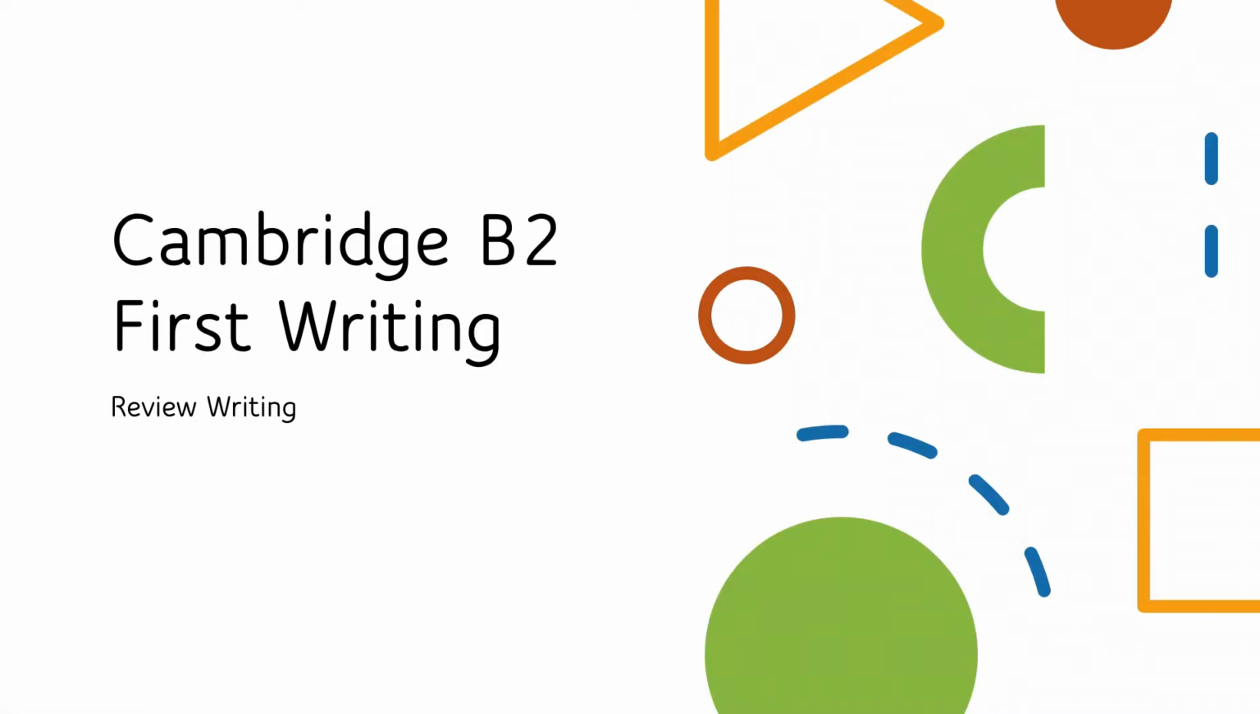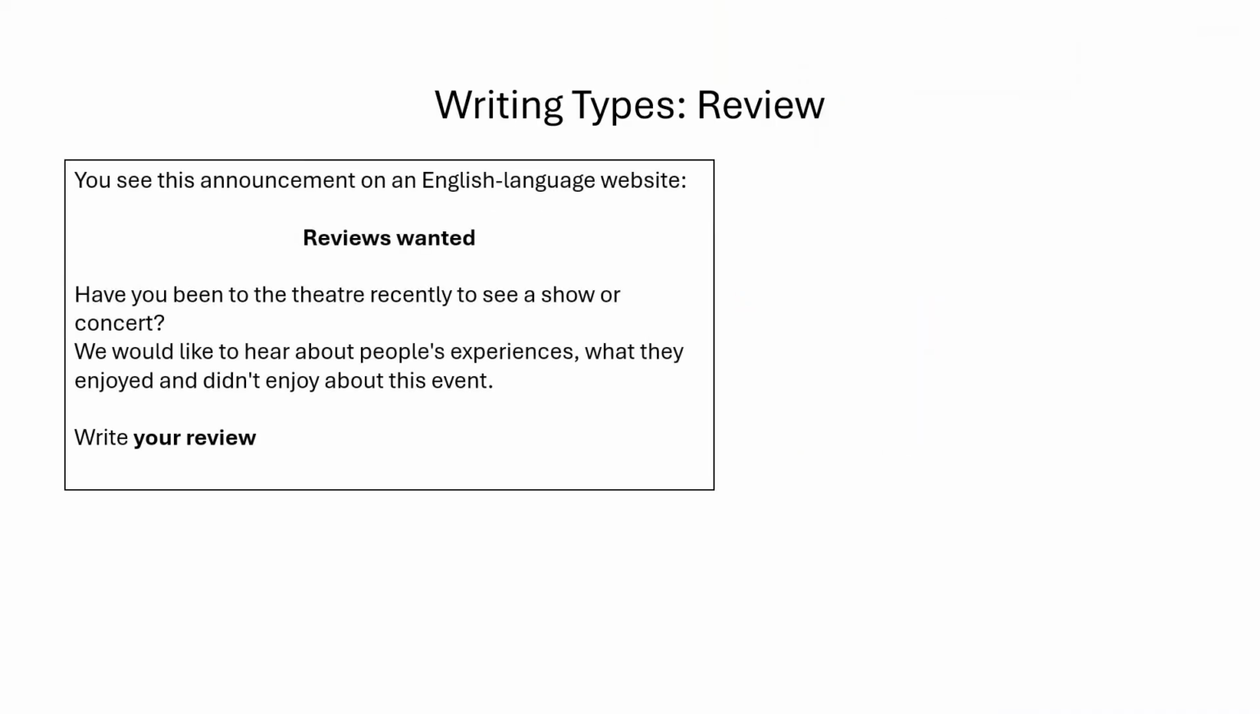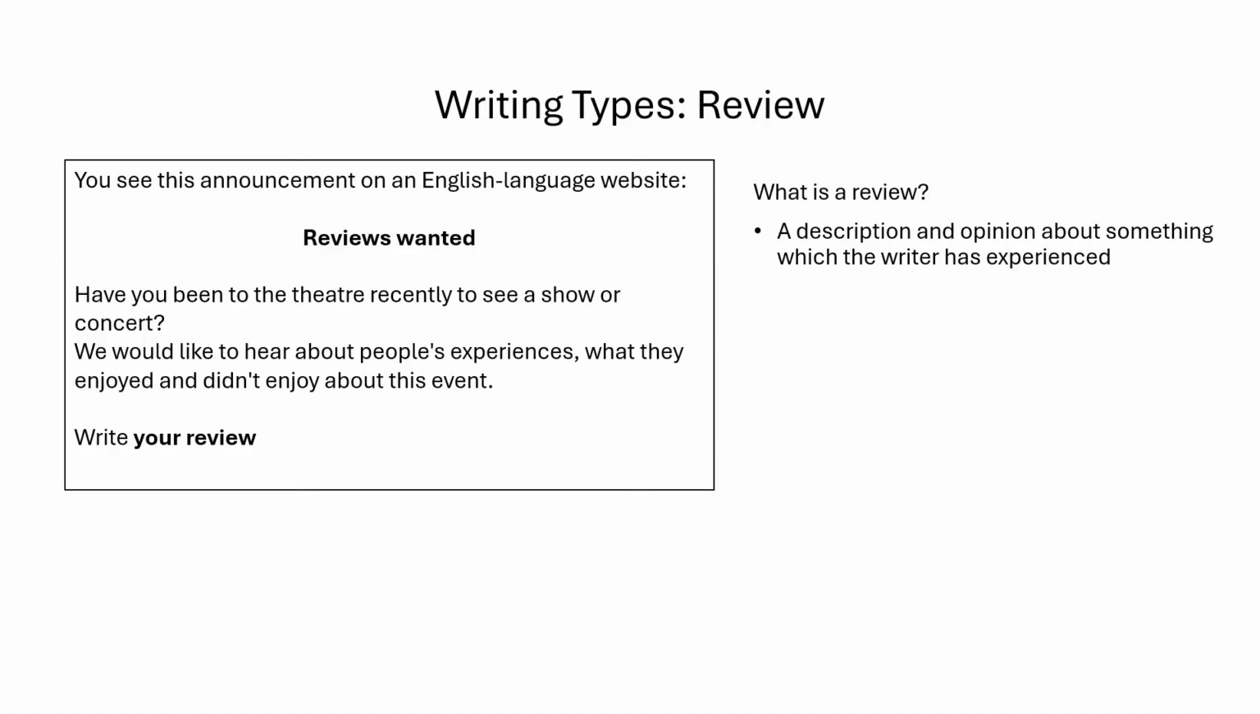In this KMB2 video, we're going to take a look at a completed review. So let's just look again at what a review is. And we can see here's an example question. A review is a description and an opinion about something that the writer has experienced. Common examples are a film, a holiday, a product, or a website. And the example here is about visiting the theatre.